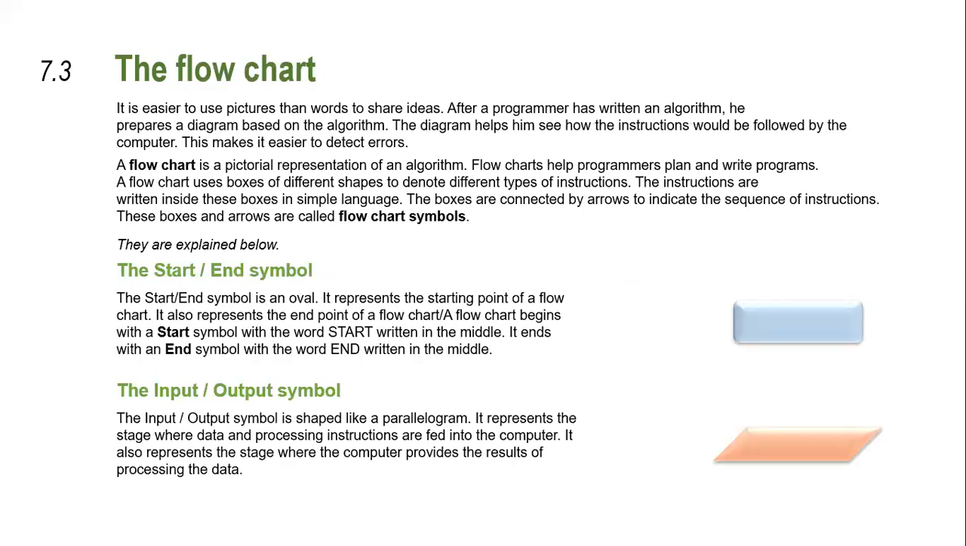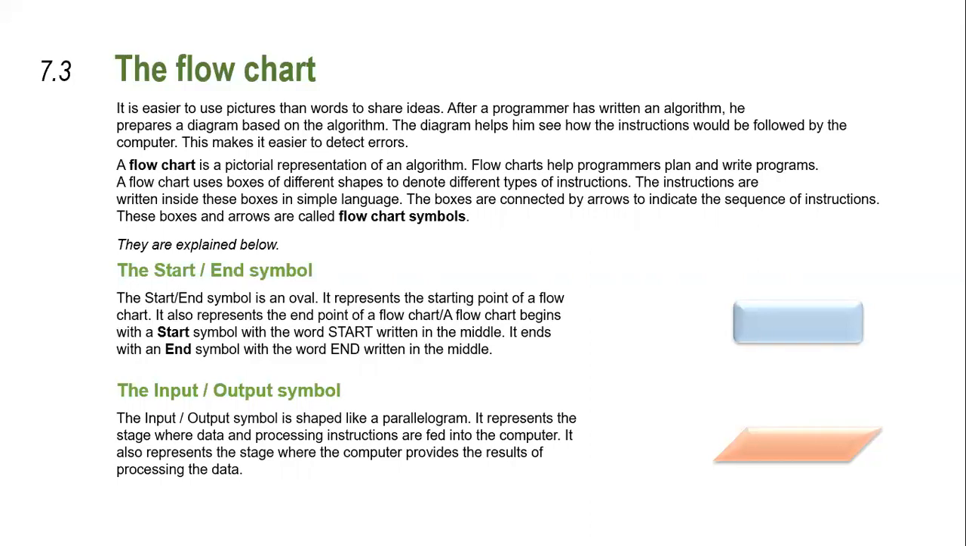The next thing is the flowchart. It is easier to use pictures than words to share ideas. After a programmer has written an algorithm, what does he do? He prepares a diagram based on the algorithm. The diagram helps him see how the instructions would be followed by the computer. This makes it easier to detect errors. A flowchart is a pictorial representation of an algorithm.